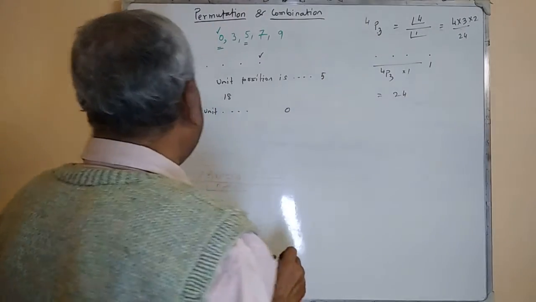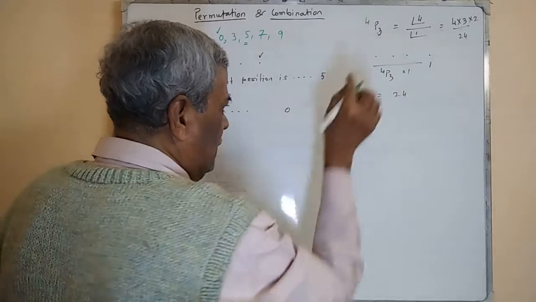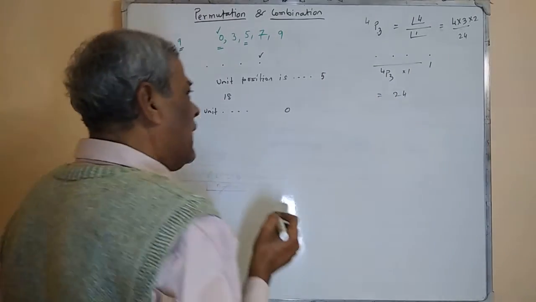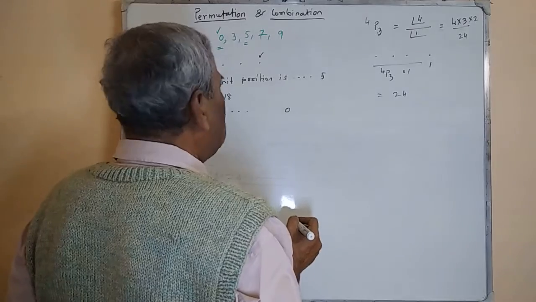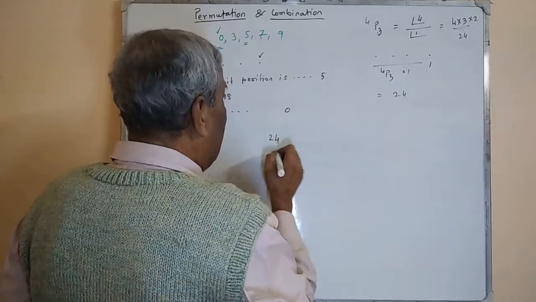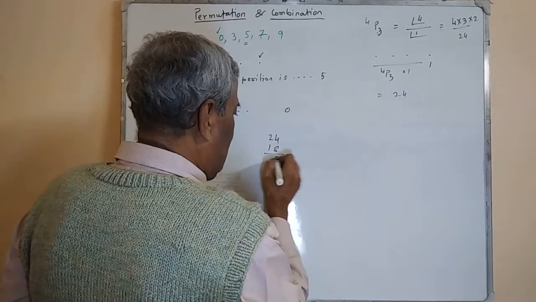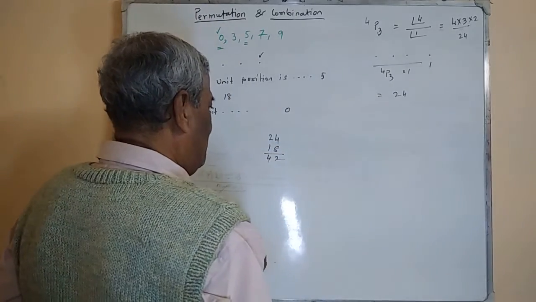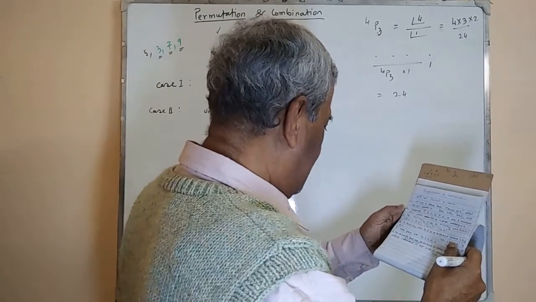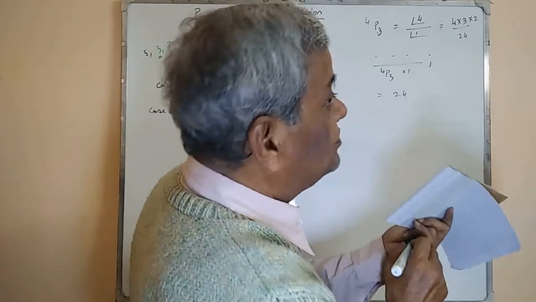So in the second case, the unit position is filled up by 0 in 24 different ways. Therefore, the total number is this 24, and in the first case 18. That is 42. The answer is 42. Yes.